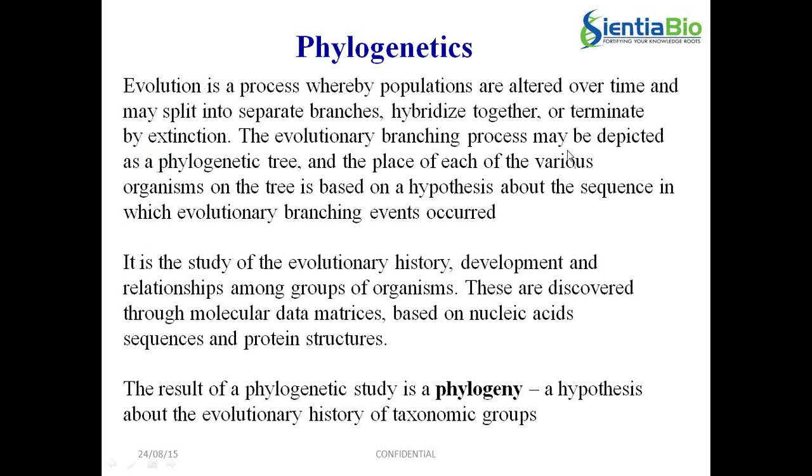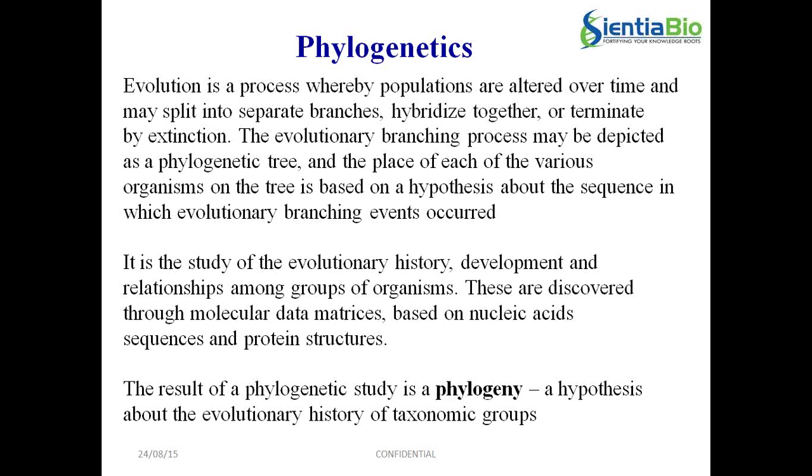Okay, moving on. Evolution is effectively a process whereby populations are altered over time and may split into separate branches, hybridize together, or terminate by extinction. The evolutionary branching process may be depicted as a phylogenetic tree, and the place of various organisms on the tree is based on a hypothesis about the sequence in which evolutionary branching events occurred.